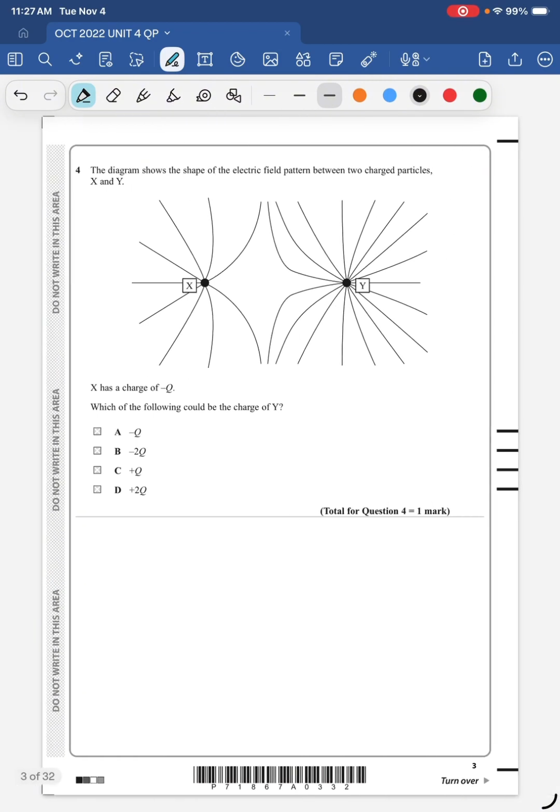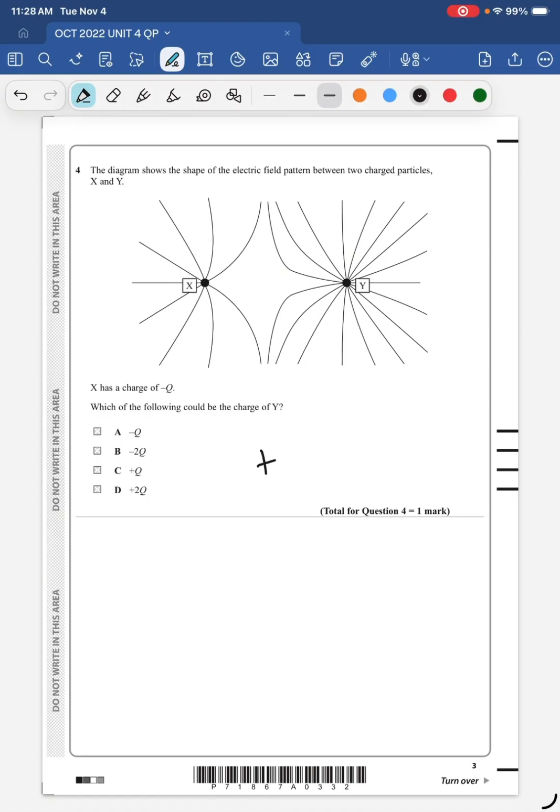Let's go to question 4. I don't know why I keep saying option. The diagram shows the shape of the electric field pattern between two charged particles X and Y. X has a charge of minus Q. Which of the following could be the charge of Y? So we have to think about it. First of all, it has to be negative. How do we know that?